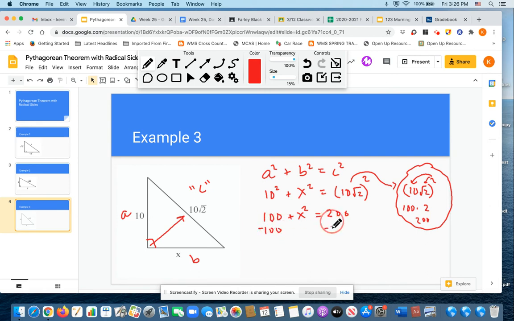Look what happens. Subtracting 100 from both sides, I get x squared is equal to 100. I solve for x by taking the square root of both sides. The square root of x squared is x, and the square root of 100 is 10. So that means the length of the x side right here, or our b, will be 10 units long. So guys, this is a way to expand your knowledge of the Pythagorean theorem. Now we are involving some square roots as lengths of sides, which is a little more detailed, but you can handle it. Take one little step at a time.